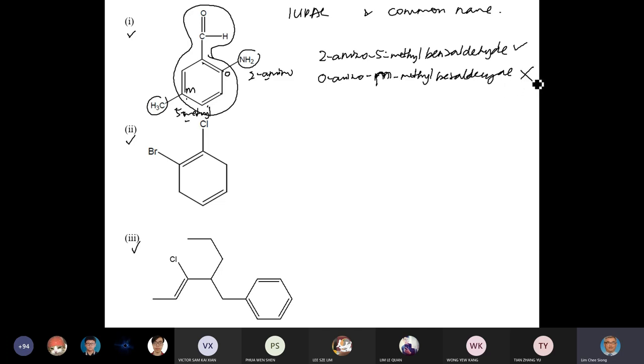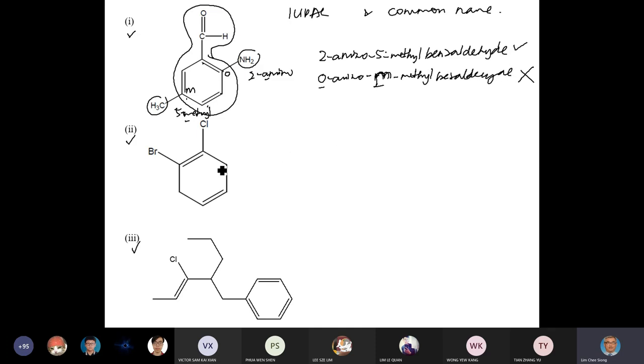The answer is, sorry, wrong. Because in the way to give it, the O and M will make us confused. We don't know which side the M is located. The M can be on two sides, either on the left or on the right. So in the way that you give the name with O and M, you must know which way you refer to. So in case two of the substituent groups are located at different sites, sorry, you cannot use the ortho, meta, and para positions to give the compound's name. Can you understand? So, be careful. So, when you answer it, the answer should be 2-amino-5-methyl benzyl aldehyde.